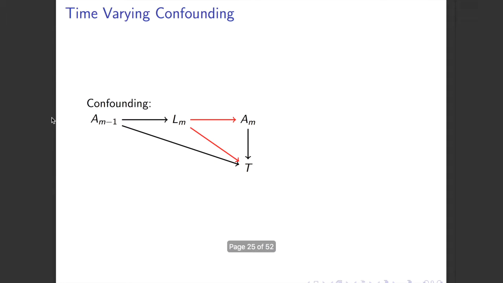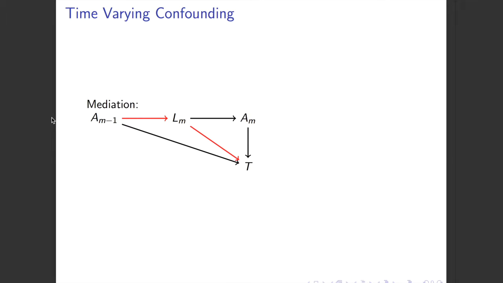I think we have a picture. This will make it more clear. This is confounding, so you can see the red arrows indicate what I want you to focus on, which is the L_M having some effect on A_M, but also having an effect on your outcome, T. But then here's the mediation. A_{M-1}, your treatment at time M-1, is impacting T partly through your CD4 cell counts at time M.